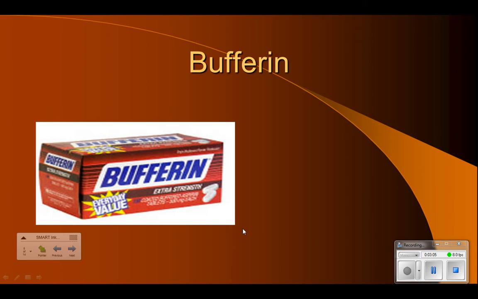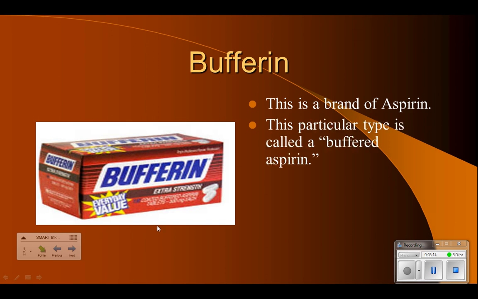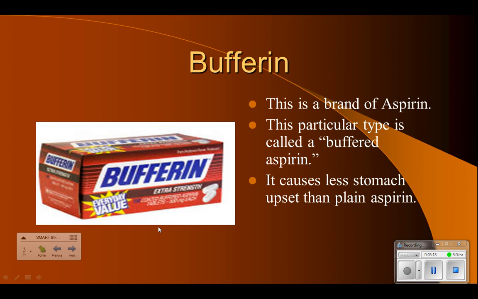And so some companies have come out with different kinds of aspirin. It's a brand of aspirin called Bufferin. You notice it also kind of looks like a Snickers bar, but it's not. This is called a buffered aspirin, hence the name Bufferin, and it causes less stomach upset than plain aspirin does. And it does that through the process called buffering. And so in part two, we'll look at the process of buffering.